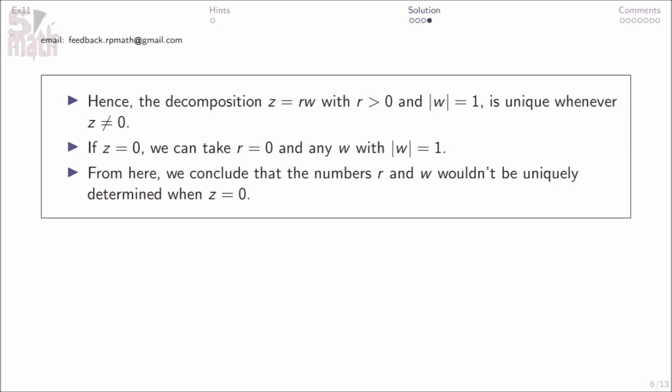Hence, the decomposition z equals rw with r greater than 0 and absolute value w equals 1 is unique whenever z doesn't equal 0. If z equals 0, we can take r equals 0 and any w with absolute value w equals 1. From here, we conclude that the numbers r and w wouldn't be uniquely determined when z equals 0.